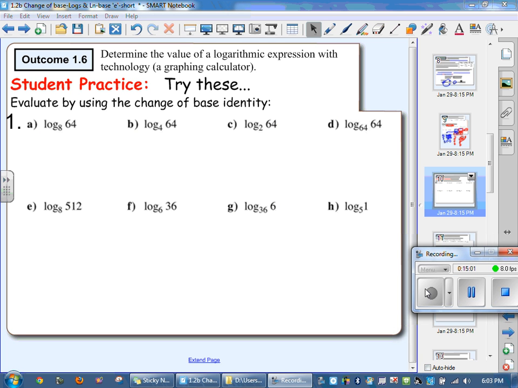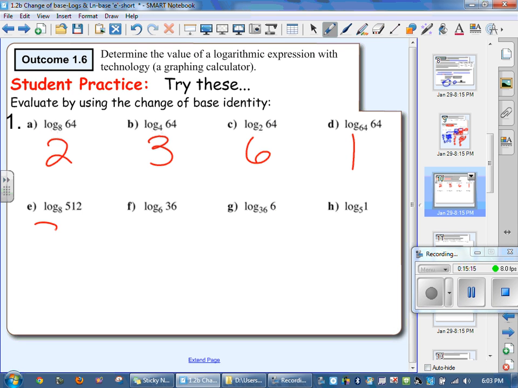1A is going to give us a 2. B is going to give us 3. C is 6. D is 1. Letter E is 3. F is 2. G is 0.5. And H is 0.